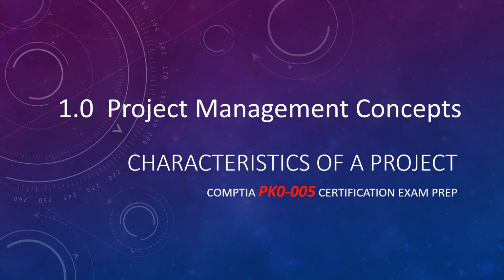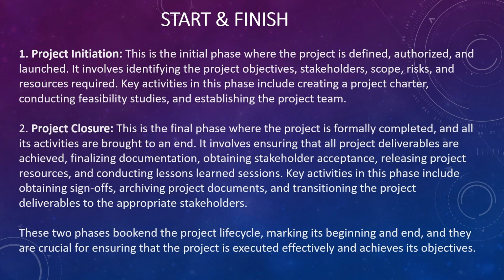PK0-005 study session. Today we'll be discussing characteristics of a project. Start and finish. Project initiation. This is the initial phase where the project is defined, authorized, and launched. It involves identifying the project objectives, stakeholders, scope, risks, and resources required. Key activities in this phase include creating a project charter, conducting feasibility studies, and establishing the project team.